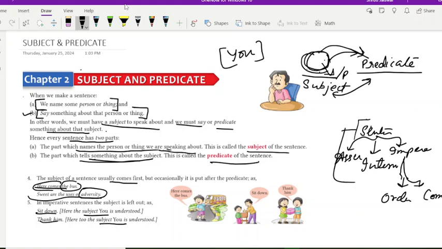It was just a very short chapter, subject and predicate. It basically provides you a basic idea of English grammar. The most basic chapter was the sentence, which I told you in the previous video, and the second chapter is subject and predicate. Now here you will get some exercises, and in our next video I shall solve all the exercises for you.